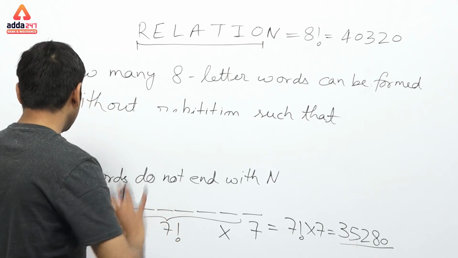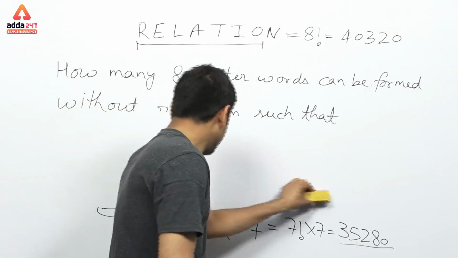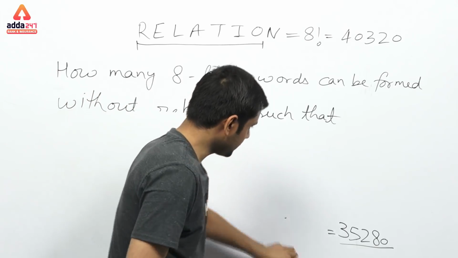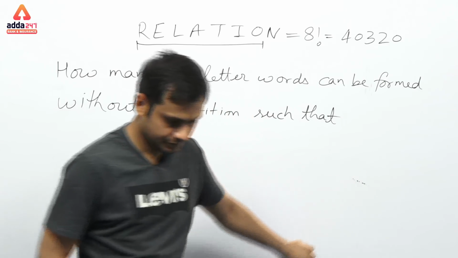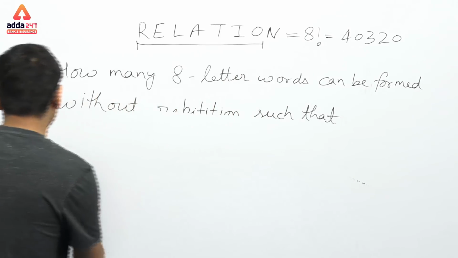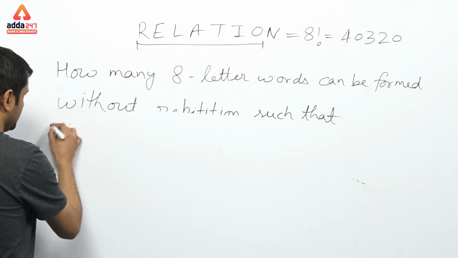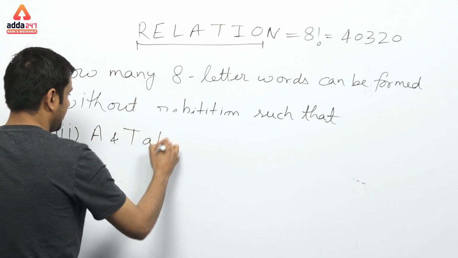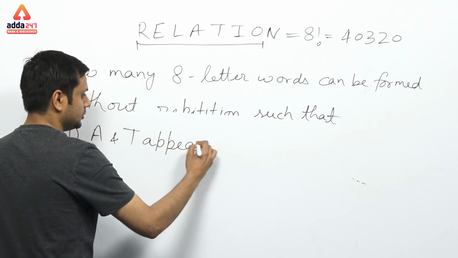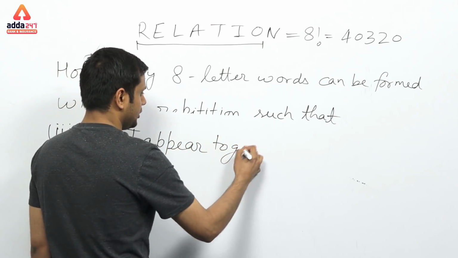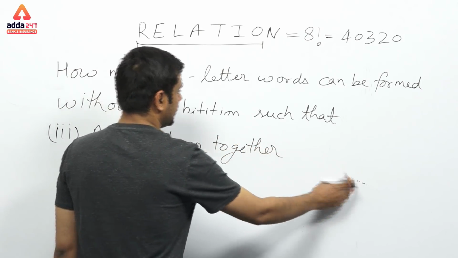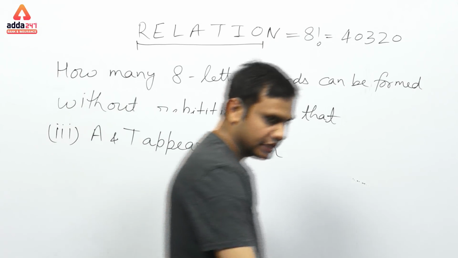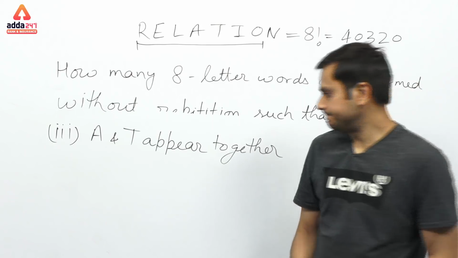Okay. Now let's see the third part. Let's say A and T appear together. Guys, try to solve this one. Tell me the answer of this particular question. A and T appear together.